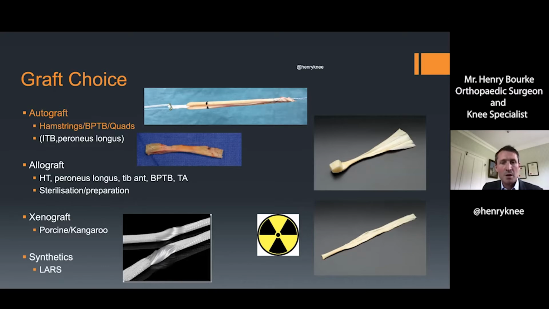The other things you'll see in white are other things that have been tried. Allograft means tissue from somebody else, so with the benefit of irradiation to make it safe, these are tendons from people that no longer need them.